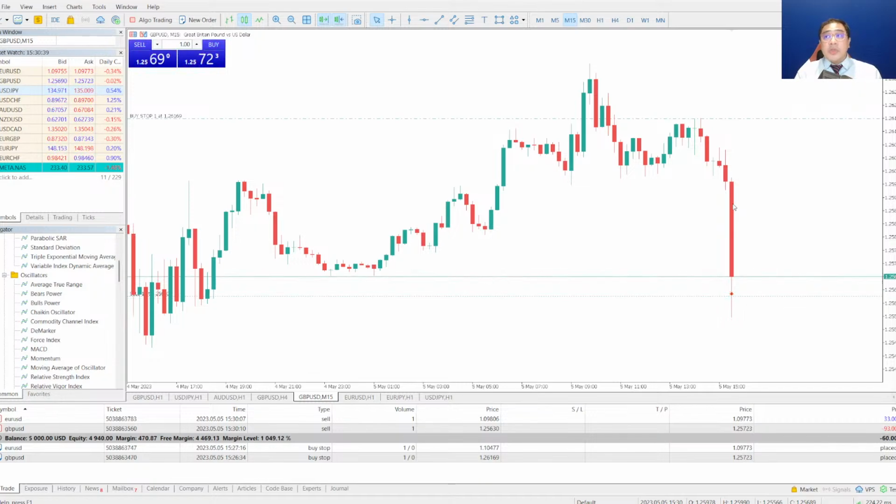NFP number is 253,000. This is much higher than what the market is anticipating. This is a positive. It is also higher than last month. This is a surprise to the upside. The unemployment rate is also down to 3.4% from 3.5%. Consensus was 3.6%. So we've got super positive numbers for the US. But again, if you take a look at the market, see how it's kind of struggling right now. It's like, hey, I want to go down, but I don't really want to go down, right?